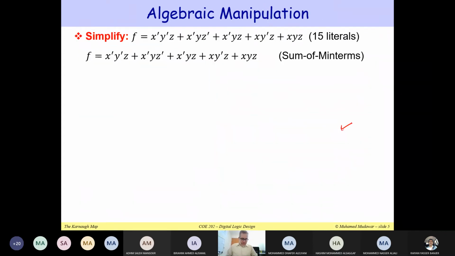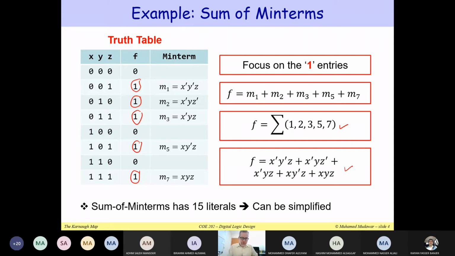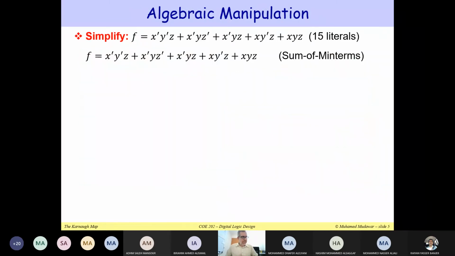So what we can do is algebraic manipulation of this. I'm just copying the sum of minterms from the previous slide. So this is my sum of minterms for the function f. So let me take all of this expression and rewrite it here. What I really need to do is simplify this expression from 15 literals and try to minimize it to a minimal, let us say, sum of product expression.